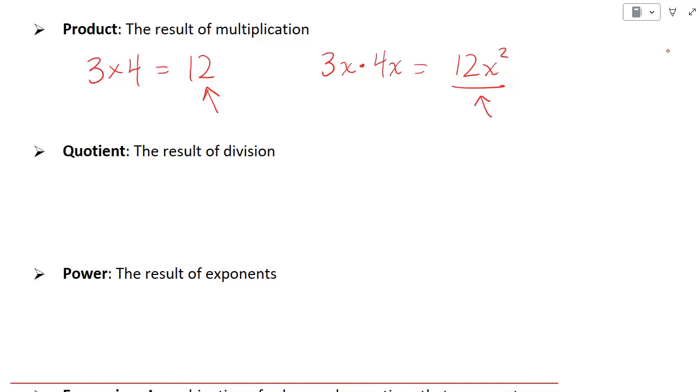The quotient is the result of division. 12 divided by 6 equals 2. 2 is the quotient. A lot of times in algebra, you're going to see division expressed as a fraction, though. So just be aware of that. So you'll see 12 over 6. 2 is the quotient. Again, there could be algebraic terms in there. There could be variables. I'm not going to mess with that right this moment.